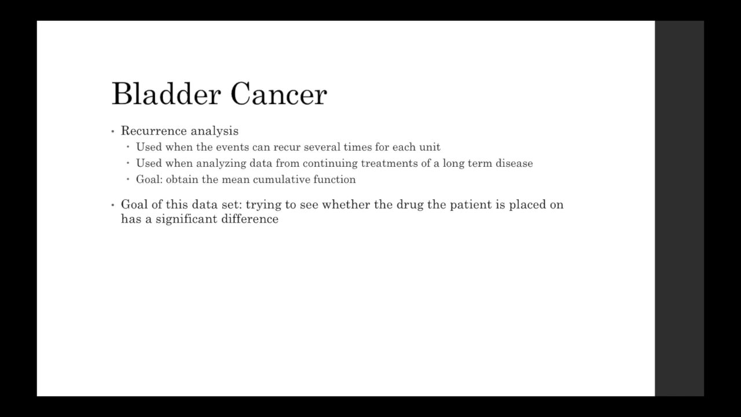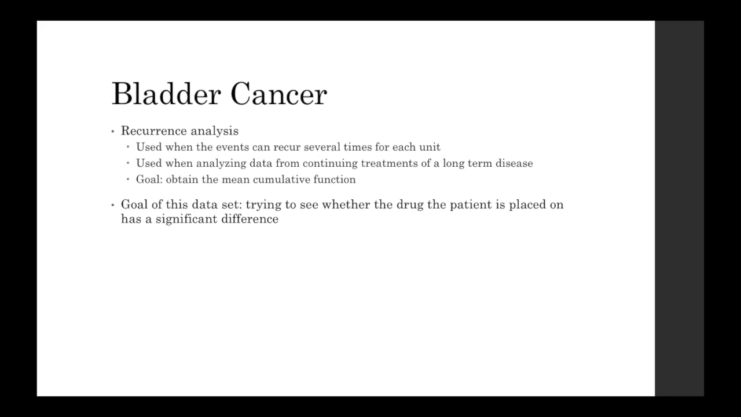For the bladder cancer dataset, we will be doing recurrence analysis. Recurrence analysis is used when the events can recur several times for each unit. These events occur when a unit breaks down, is repaired, and then put back into service after the repair. This can also be used when analyzing data from continuing treatments of a long-term disease.